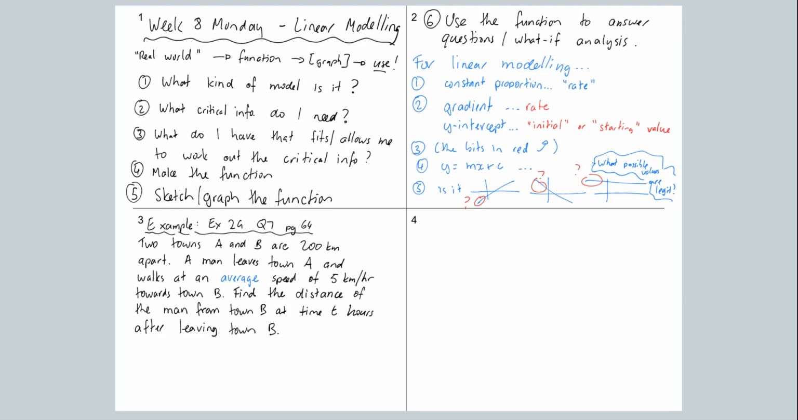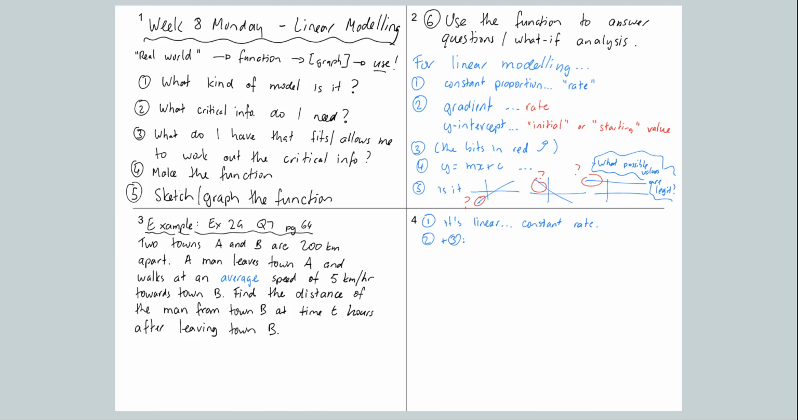So as soon as you see something like average speed, we can see that we're talking about a constant rate. So number one, and of course, if it's a whole question on linear modeling, you don't actually have to answer this question. But that's why it's linear. It's linear because it's a constant rate. Number two, what do I need? I need to know the gradient and I need to know the y-intercept. So the next thing I'm going to do is try and find that information out.